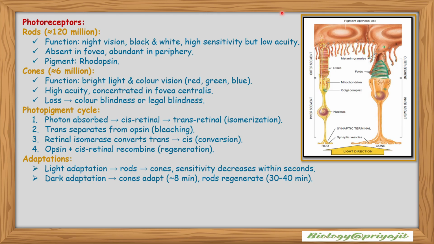Now we'll learn about adaptation, light adaptations. Light adaptation, what happens? Well, when moving from dark to bright light, rods stop working and cones take over. Sensitivity drops within a few seconds. Dark adaptation, when moving from bright light to darkness, cones adjust in about 8 minutes while rods regenerate slowly, taking 30 to 40 minutes to give night vision.